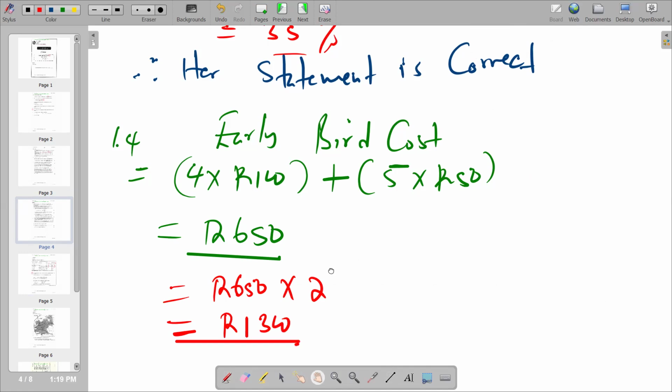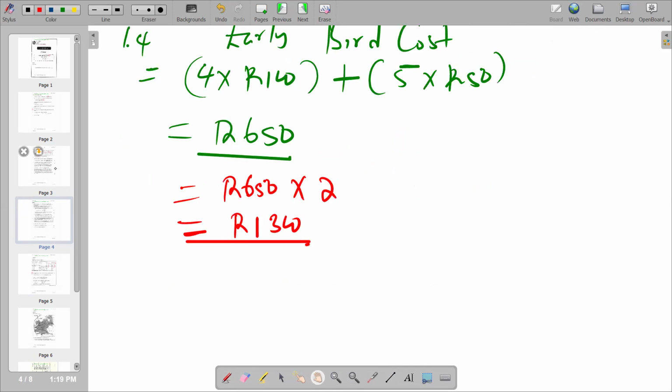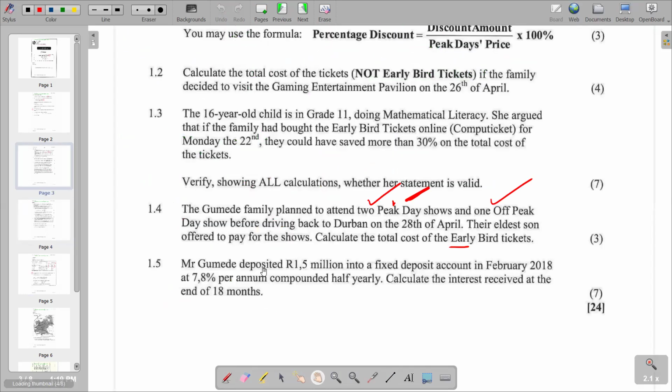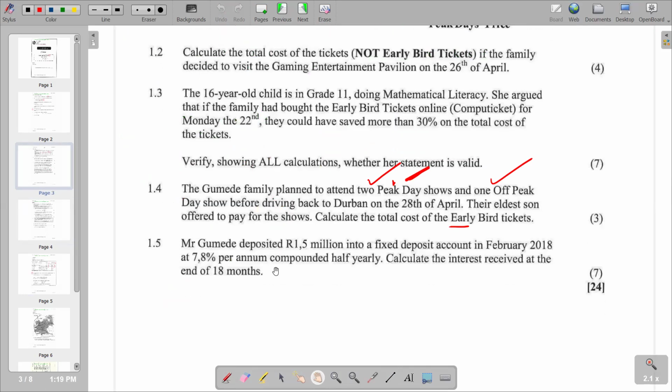So we move on to the next part of our question, which is now 1.5, which seems to be the last question that we have on our question 1. Mr. Gumede deposited 1.5 million into a fixed deposit account in February 2018 at 7.8% per annum, compounded half yearly. Calculate the interest received at the end of 18 months.